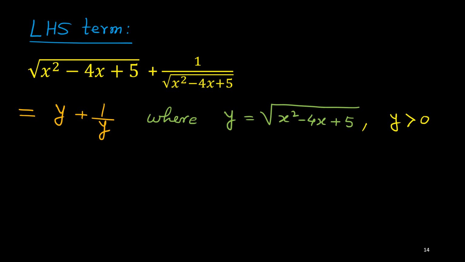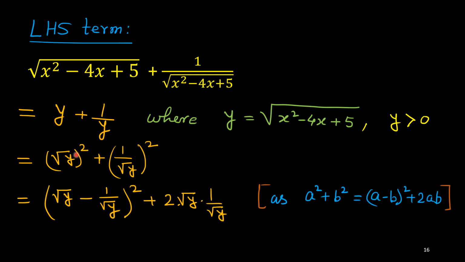Now, this left hand side is y plus 1 upon y, where y is positive. We can simplify this further. We can write it as square root of y, whole square, plus 1 upon square root of y, whole square. This is because y is positive; that's how we can take the square root. Otherwise we cannot take the square root, right?